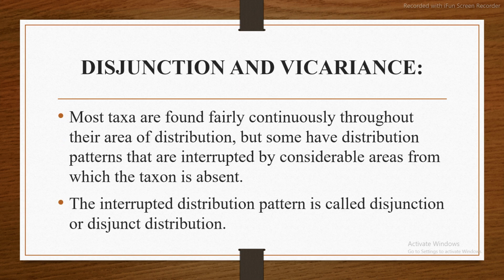Next topic is disjunction and vicariance. Most taxa are found fairly continuously throughout their area of distribution, but some have distribution patterns that are interrupted by considerable areas from which the taxon is absent. The interrupted distribution pattern is called disjunction or disjunct distribution.